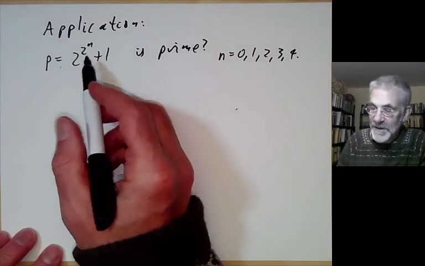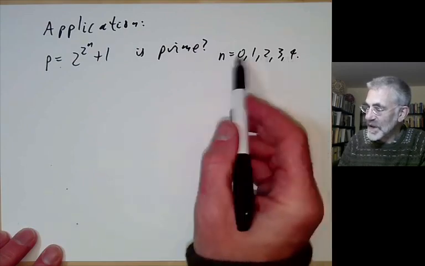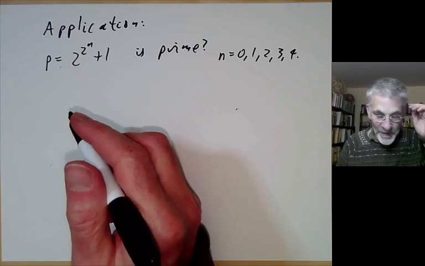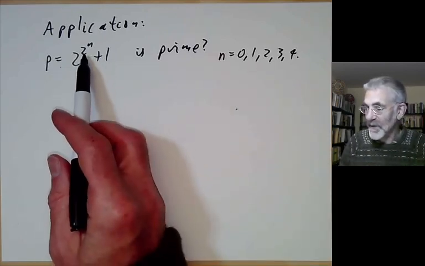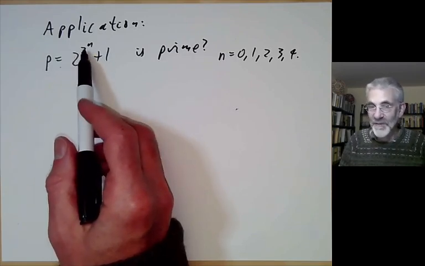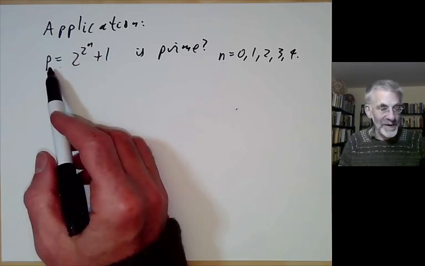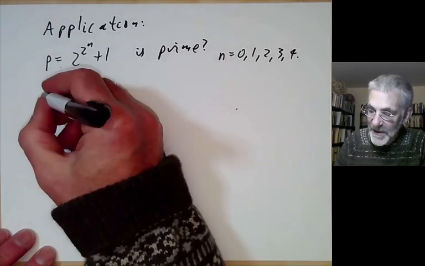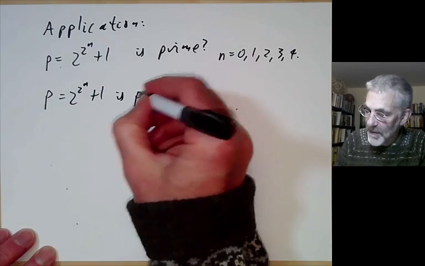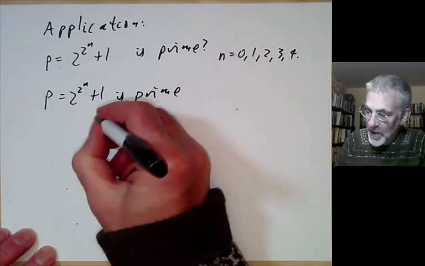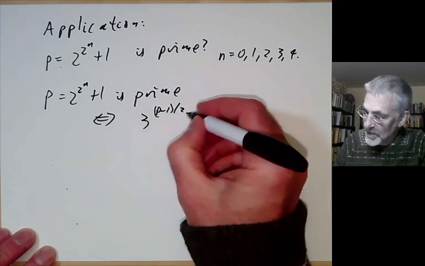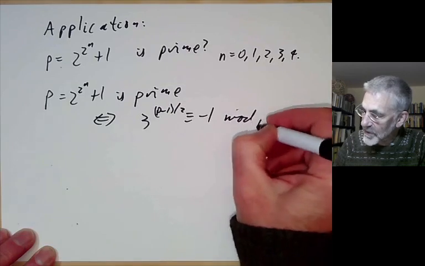And what I'm going to do is give a test that you can use for reasonably large values of n, maybe around 20 or so, where it becomes rather difficult to test this, because that would be around 2 to the million or something. So you certainly can't just test all prime factors of this. And the criterion is that p, which is 2 to the 2 to the n plus 1, is prime if and only if 3 to the (p minus 1)/2 is congruent to minus 1 modulo p.